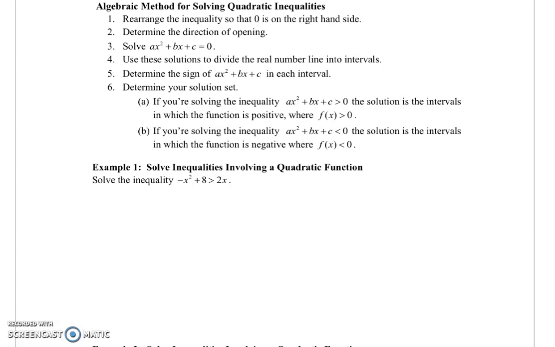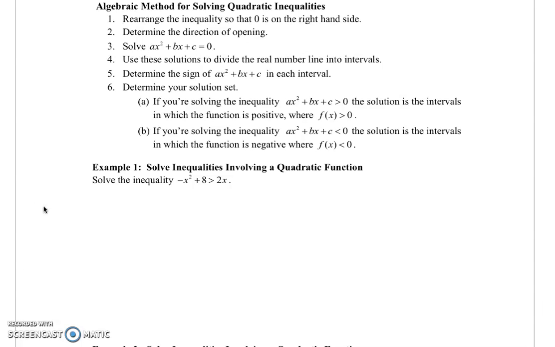Then instead of greater than or equal to, or whatever the inequality symbol is, we're just going to set it equal to 0 and find the x-intercepts. Then we'll use a real number line to divide, and put those numbers we just found in step 3 on it, and determine the sign of ax squared plus bx plus c in each interval, and then determine the solution set.